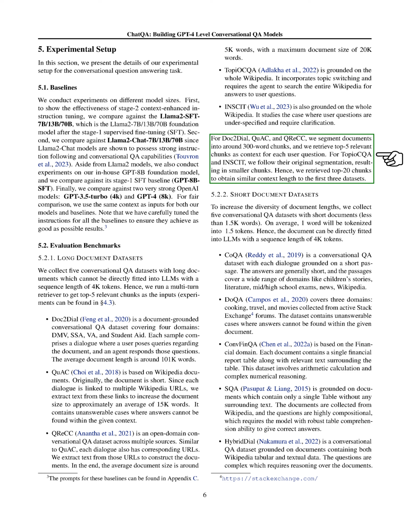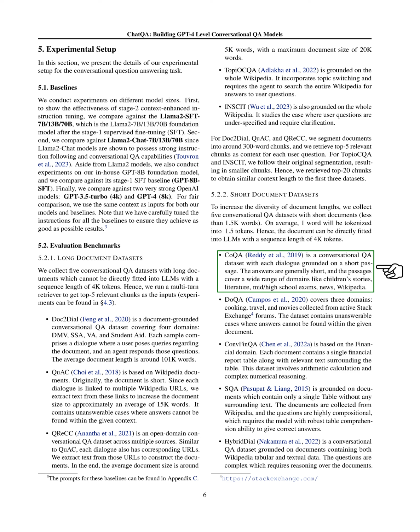Section: Short Document Datasets. We've gathered 5 conversational question and answer (QA) datasets with short documents, each containing less than 1,500 words. On average, a single word is broken down into 1.5 tokens, allowing the document to fit directly into large language models, LLMs, with a sequence length of 4,000 tokens.